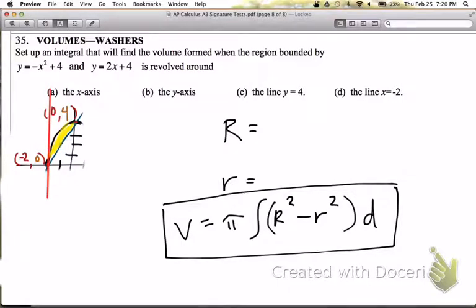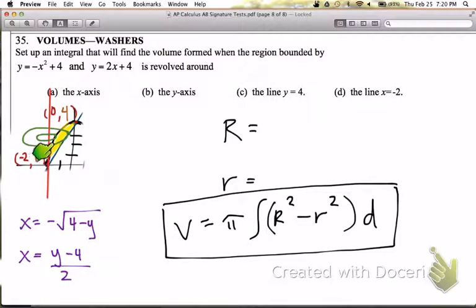So if I can do my best job at drawing these rings, I have my inside ring and my outside ring. We're back to a vertical line again, so remember everything needs to be in terms of y, so our two equations in terms of y were x equaled the negative square root of 4 minus y, and x equaled y minus 4 over 2. So those were our two equations in terms of y, just in case you forgot what they were.